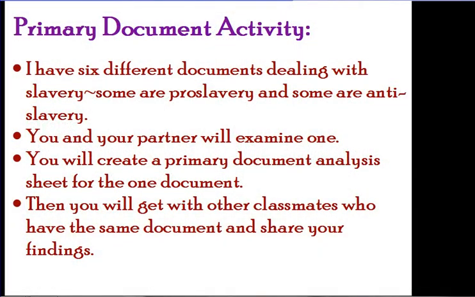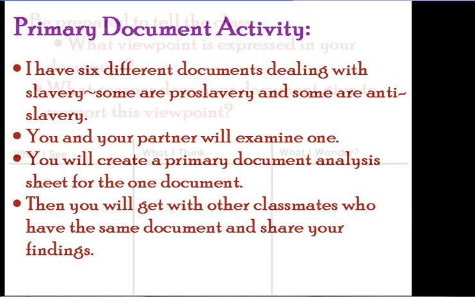The first thing we did in class is we looked at 6 different primary documents dealing with slavery. 3 of them were pro-slavery and 3 of them were anti-slavery. You and your partner had time to examine one document, and you created a primary document analysis sheet for that one document. And then we got together as a class and discussed our findings.